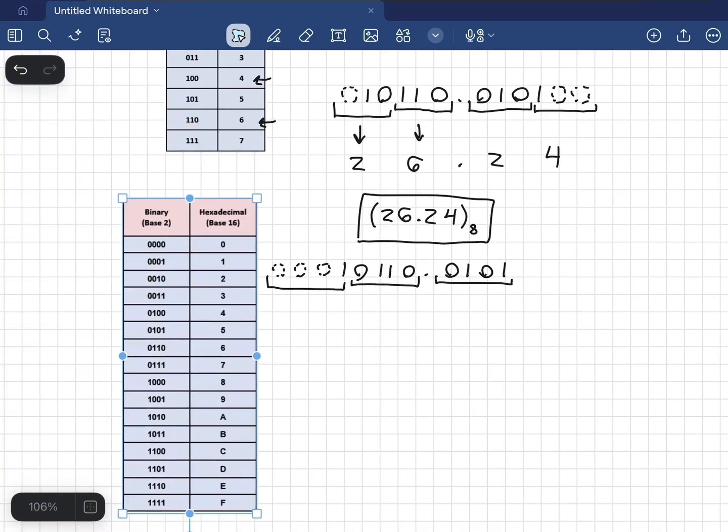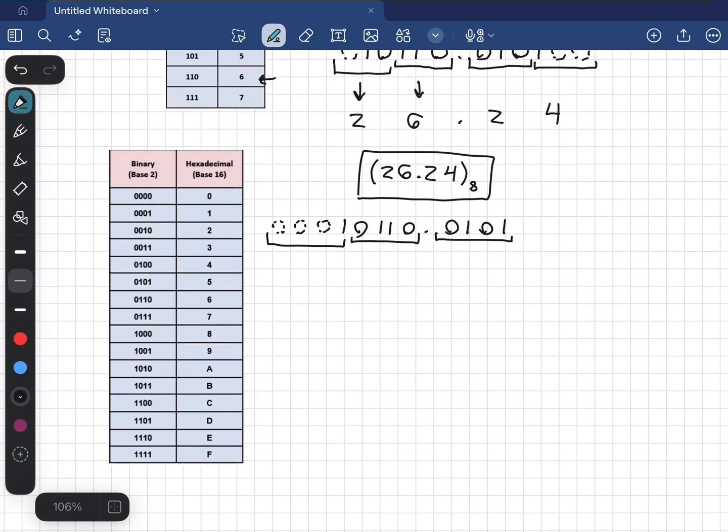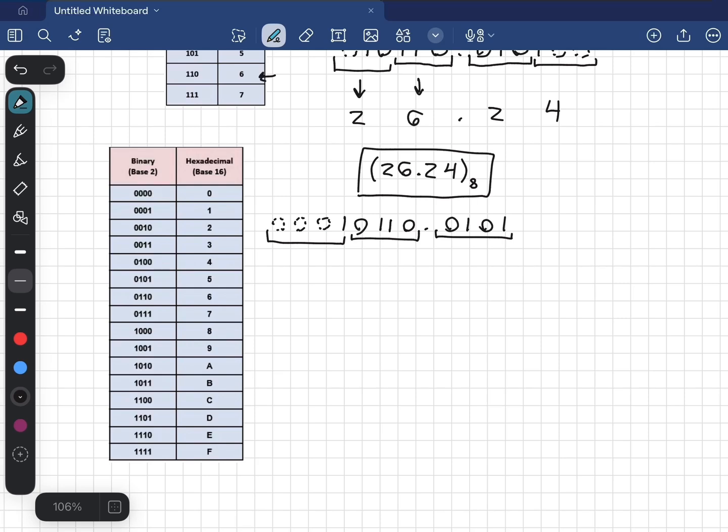So if we use our table here, we see the first number is 0001. This corresponds to 1. Then we see our second term, which is 0110. This corresponds to 6. And then our decimal point, and then the final number, which is 0101. This corresponds to 5. So our final answer in hexadecimal form will be 16.5.